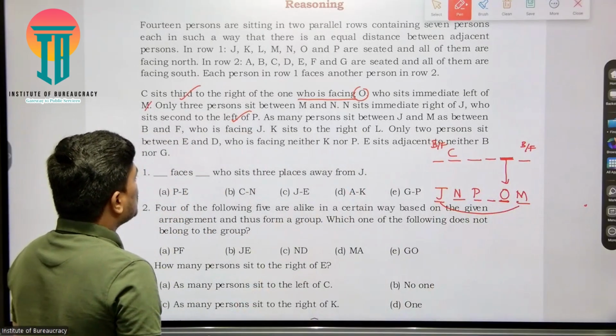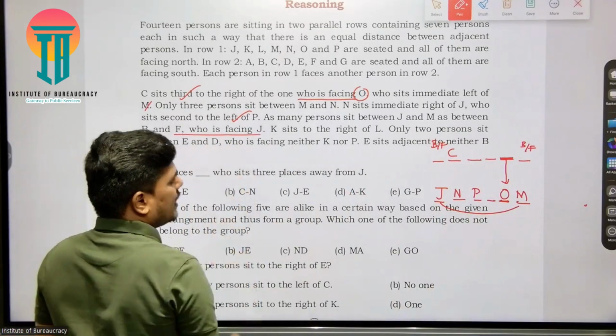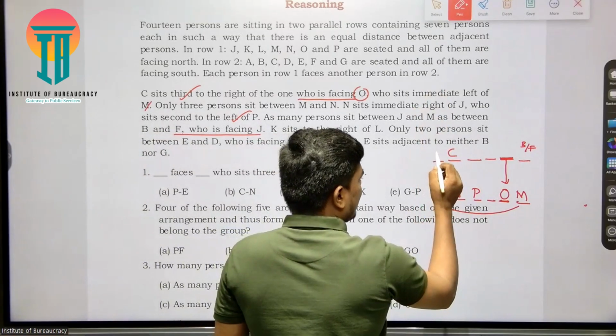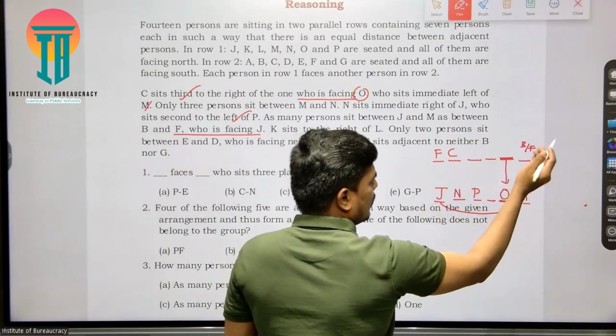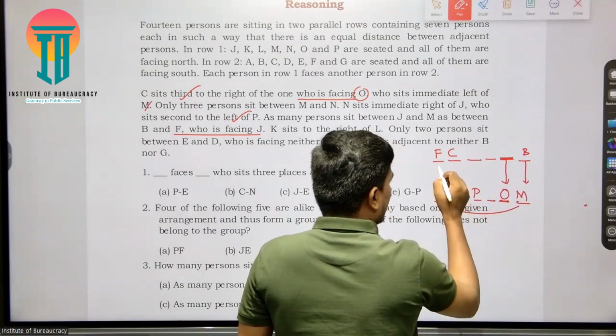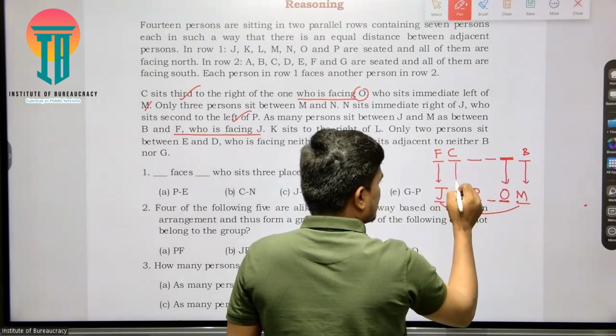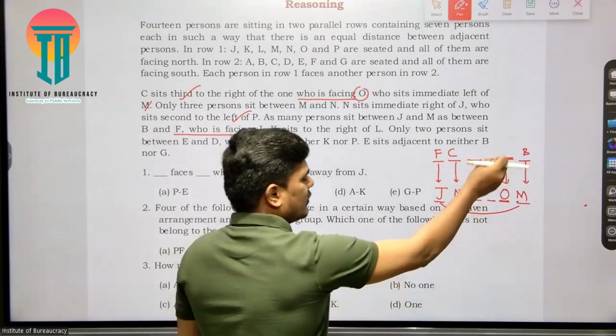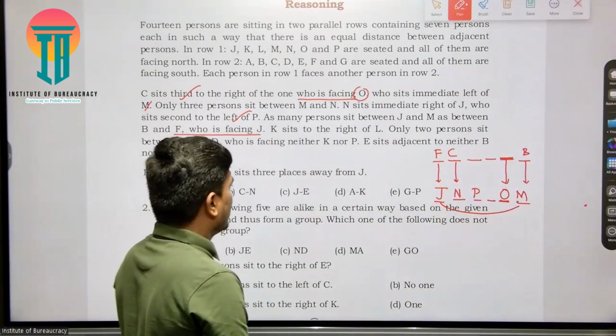Who is facing J? F is facing J. F is facing J means definitely here it's going to be B. D is going to face M. F is going to face J. C is going to face M. So these places are fixed now. And this person we don't know. Okay, we will fix it later.